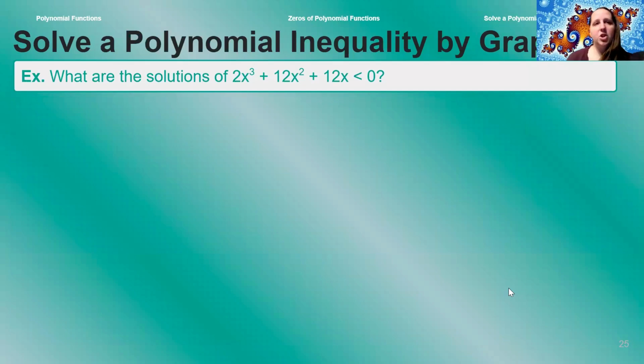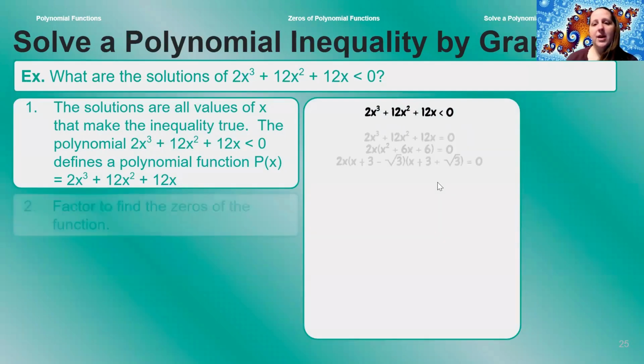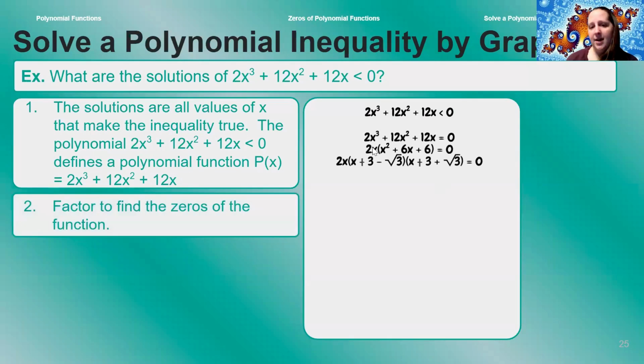What are the solutions of 2x cubed plus 12x squared plus 12x is less than 0? I'm going to follow the same exact steps. So I have 2x cubed plus 12x squared plus 12x. So I can factor out a 2x. So I get 2x times x squared plus 6x plus 6. X squared plus 6x plus 6 does not factor easily. So I'm going to go ahead and use the quadratic formula in order to solve this.